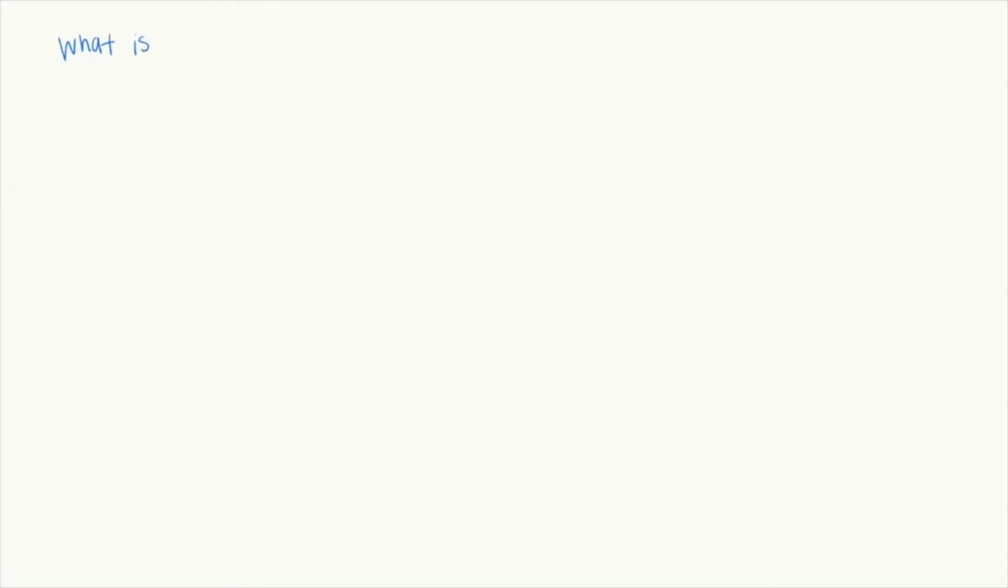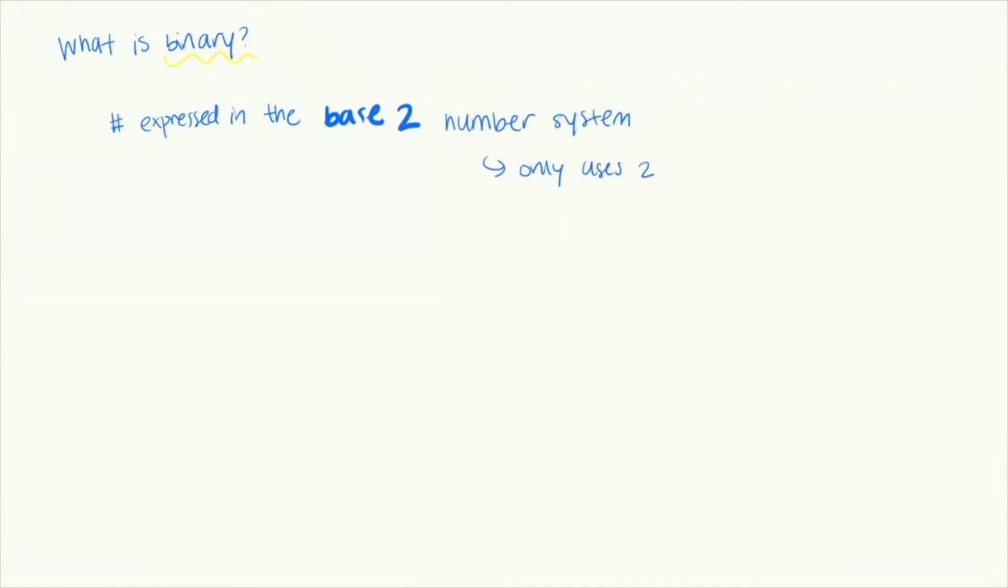The second activity we'll be doing is a secret message in binary. First, let's learn what binary is. A binary number is expressed in the base 2 number system, which uses only 2 numbers, 0 and 1. To make this more clear, let's break it down even further.